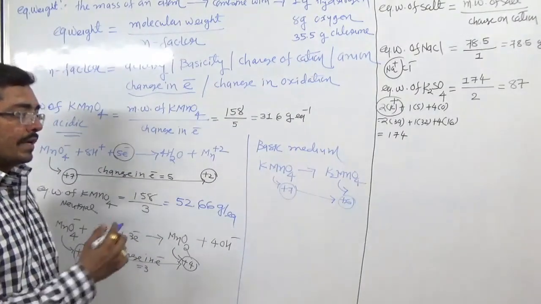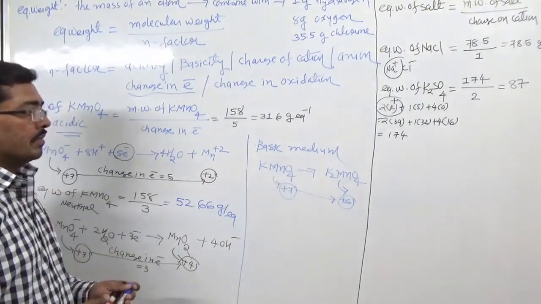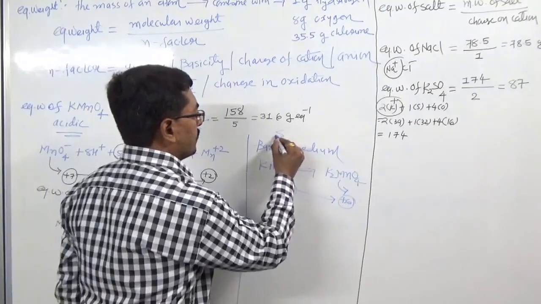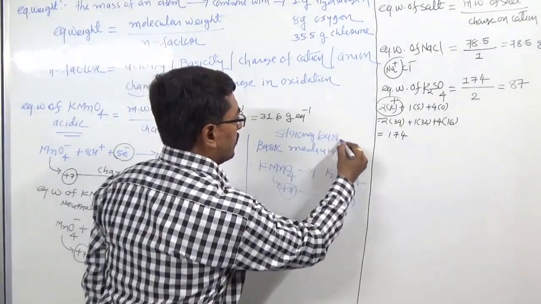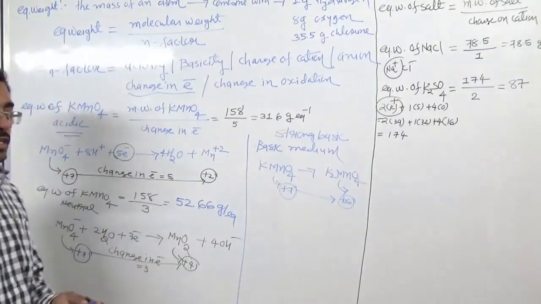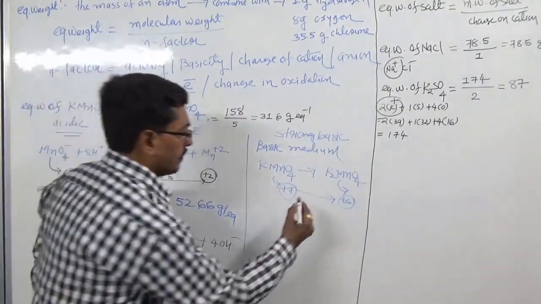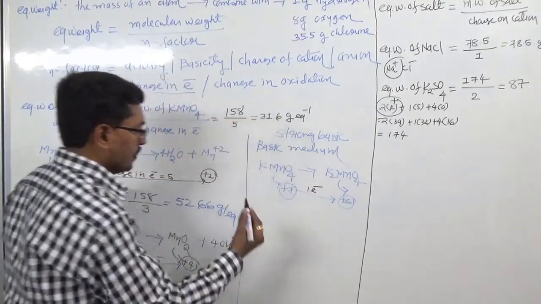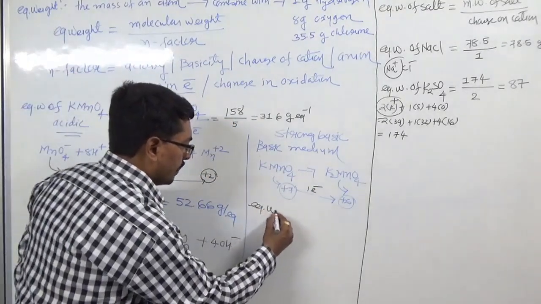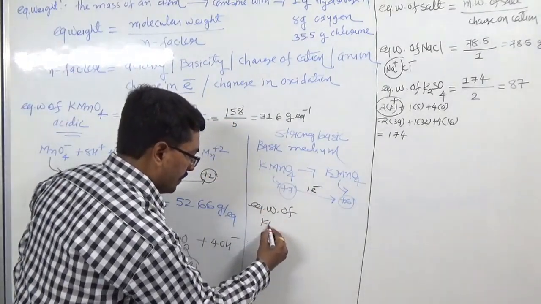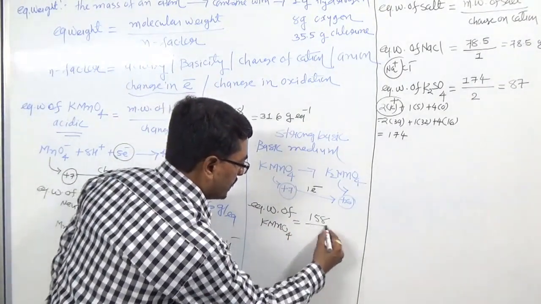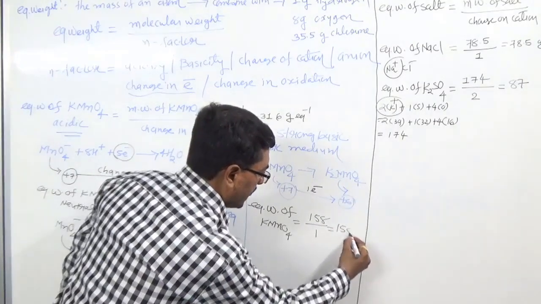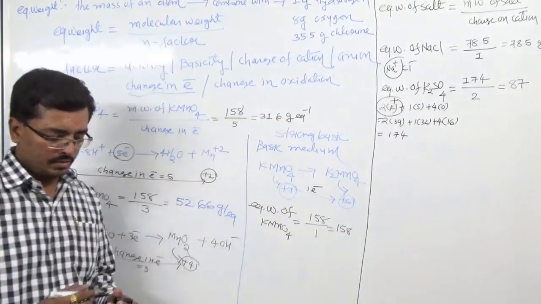So for KMnO4 in a basic medium, or we can say in a strong basic medium, the change in electron is only 1 electron. So the equivalent weight of KMnO4 will be its molecular weight 158 divided by 1, so it will be the same, with no change.